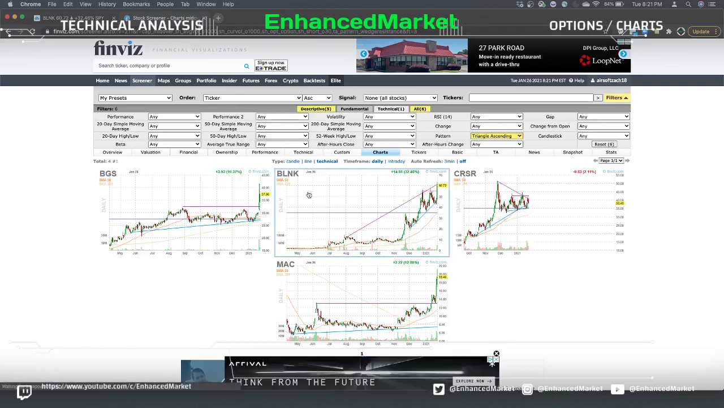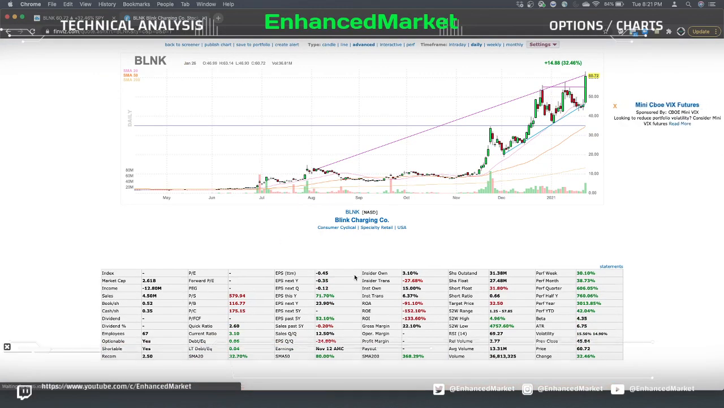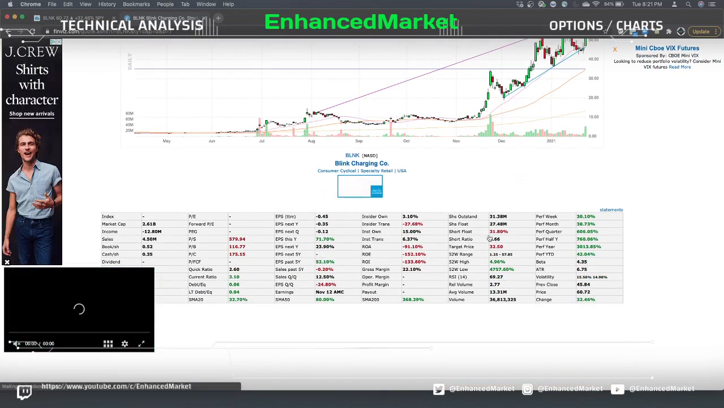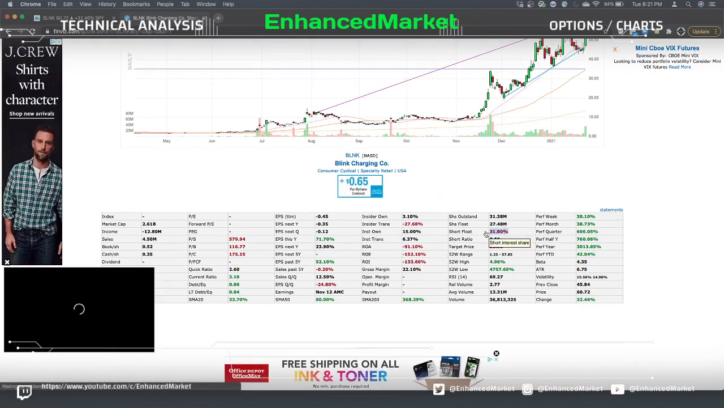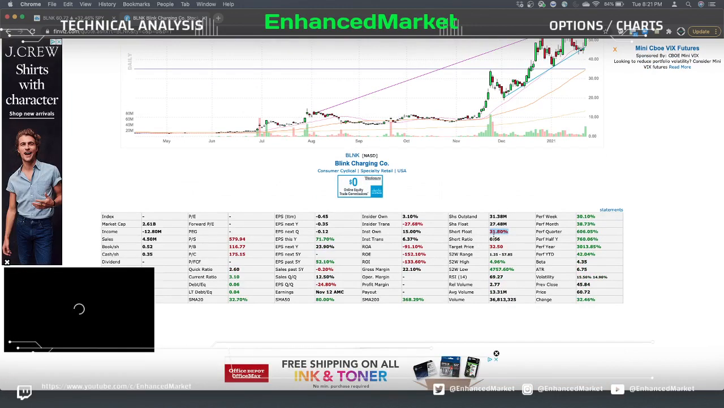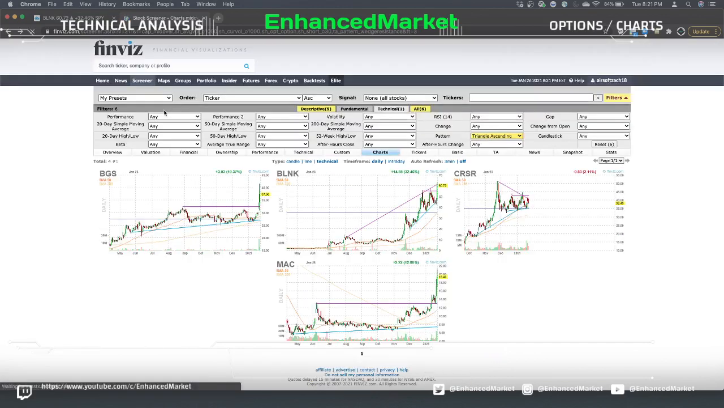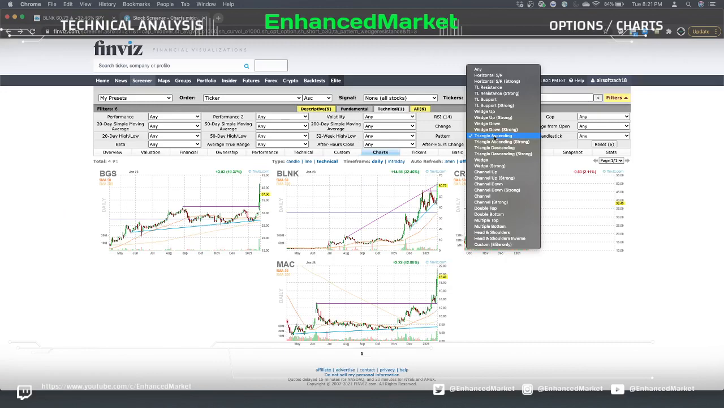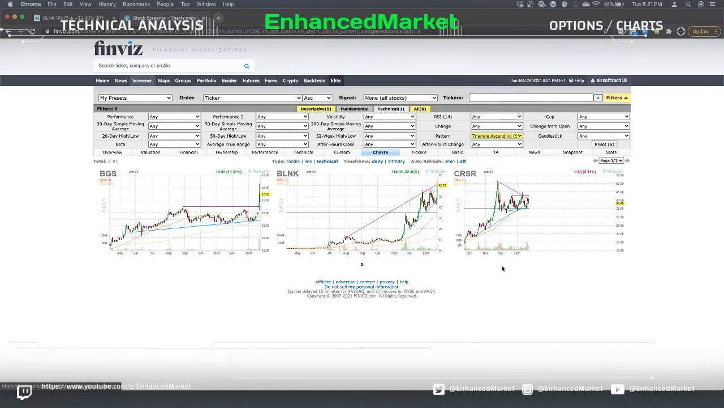And you know what else you could do? You could click the ticker and see what the float short is. The higher the short, potentially the bigger the move. So this one's 31.8% of the shares outstanding are short. Let's go back to the patterns. You can just keep going through them.